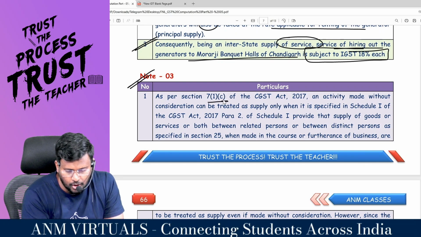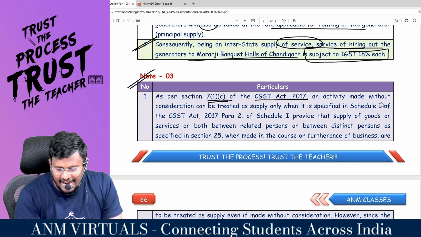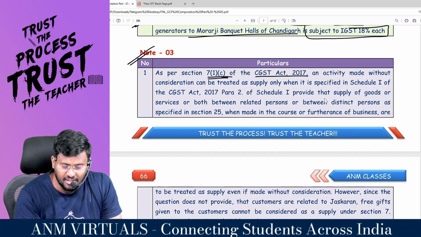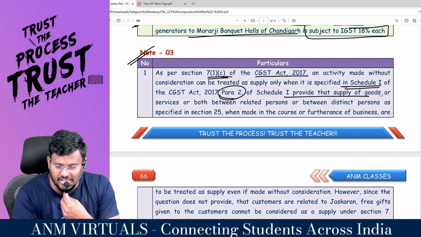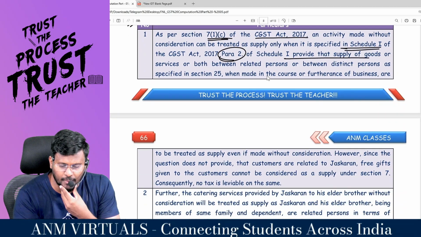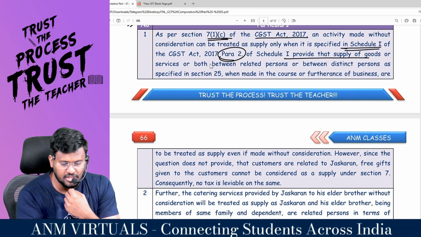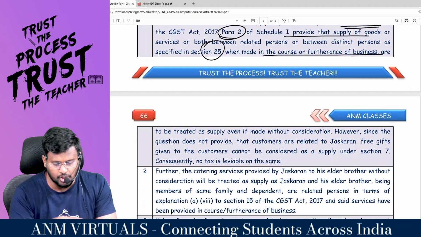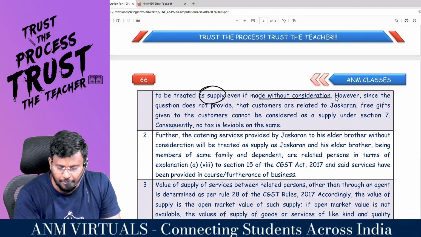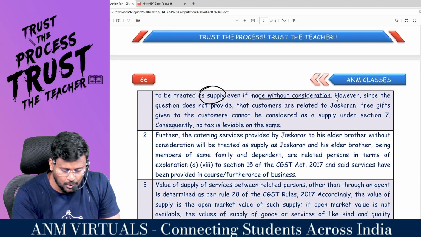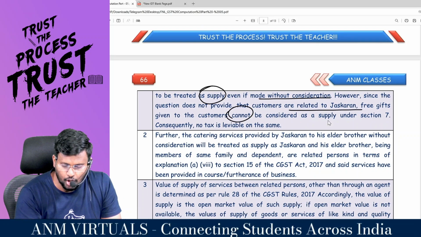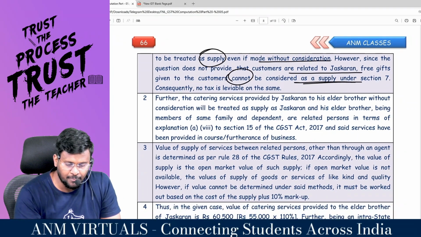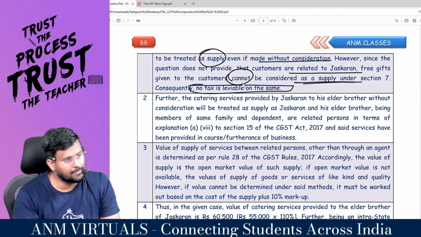As per section 7 subsection 1 clause (c) of the CGST Act, an activity made without consideration can be treated as supply only when it is specified in Schedule 1 of the CGST Act. Para 2 of Schedule 1 provides that supply of goods or services or both between related persons or between distinct persons as specified in section 25, when made in the course or furtherance of business, are to be treated as supply even if made without consideration. However, since the question does not provide that customers are related to J, free gift given to customers cannot be considered as supply under section 7. Consequently, no tax is leviable on the same.